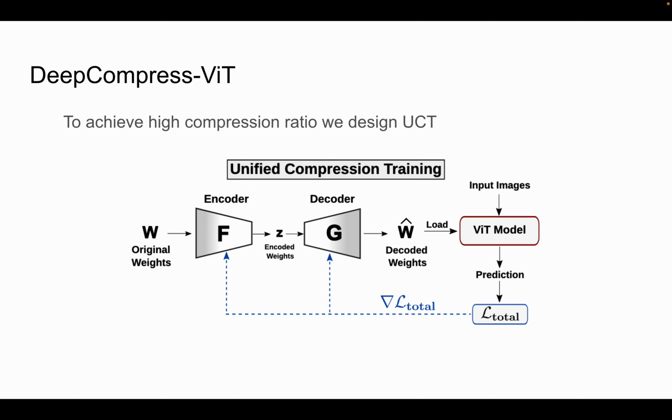Deep Compress ViT performs unified compression training to achieve this high compression ratio. The encoder and decoder for encoding and decoding the weights are jointly trained with the vision transformer model to achieve minimal performance degradation or high task performance.